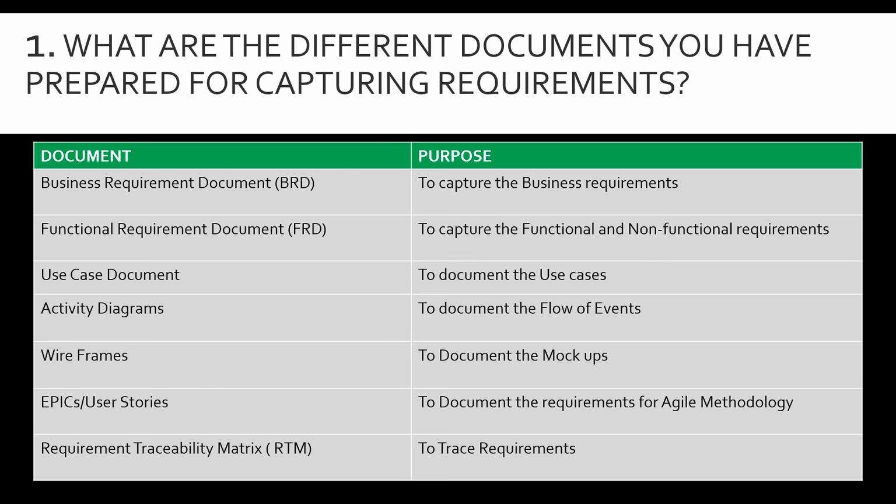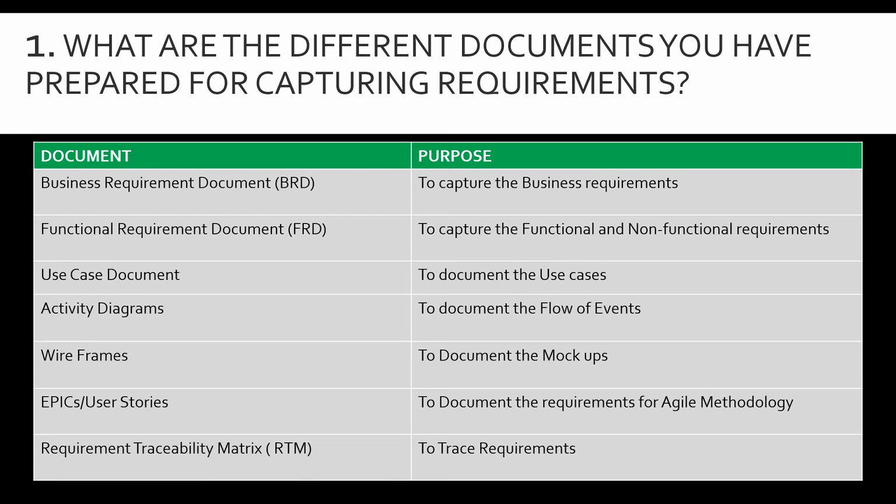The second one is the functional requirement document, which is the FRD. The purpose is to capture the functional and non-functional requirements, and it maps back into the business requirements. Then we have the use case document. Again, the purpose would be to document the use cases, which detail the interaction between an actor and the system or the solution which we are trying to build.